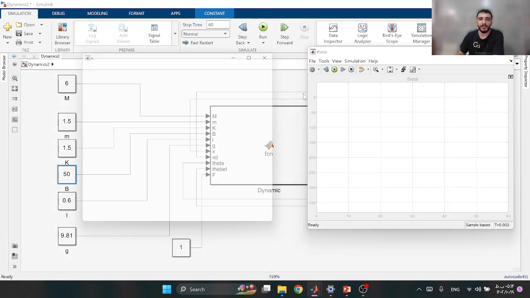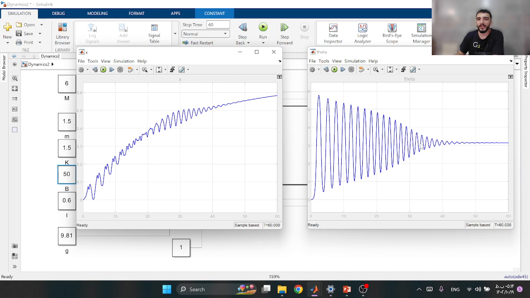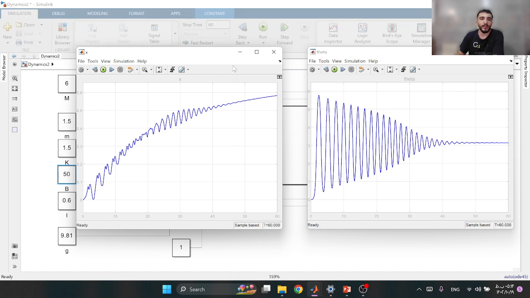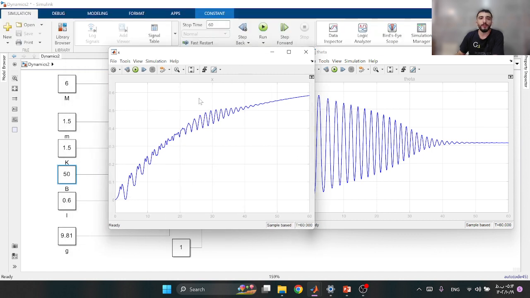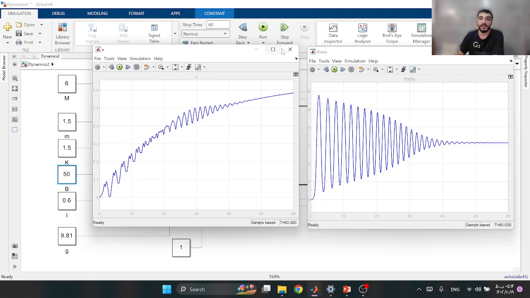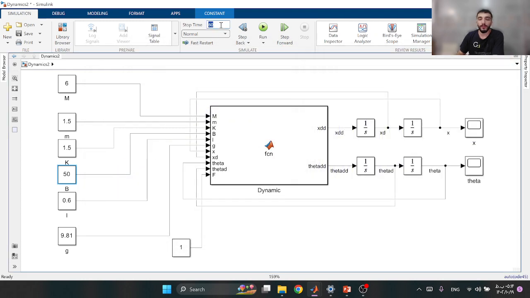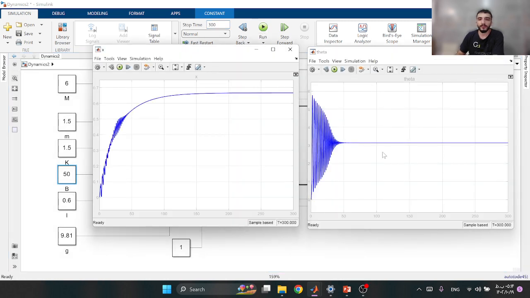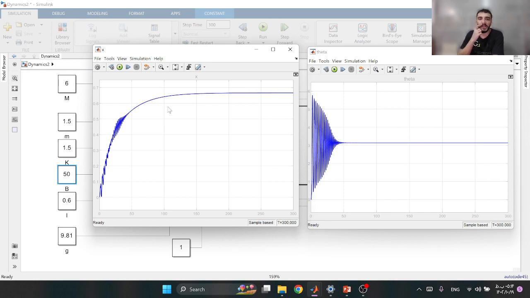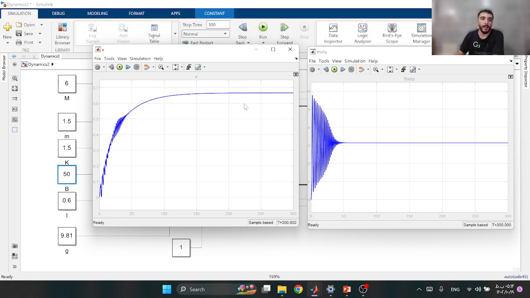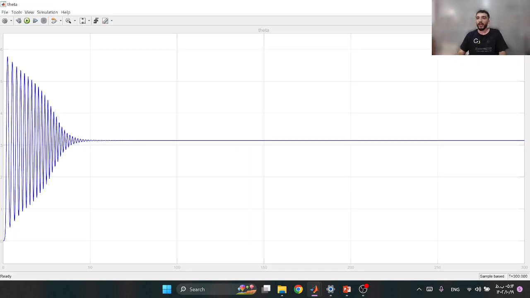If we increase the friction coefficient, for example, to 50, let's see how the system works. Now we can see that with increasing the value of b, the system is stable. If we increase, for example, the stop time to 300, we can see that the system is stable at some values for x and theta.